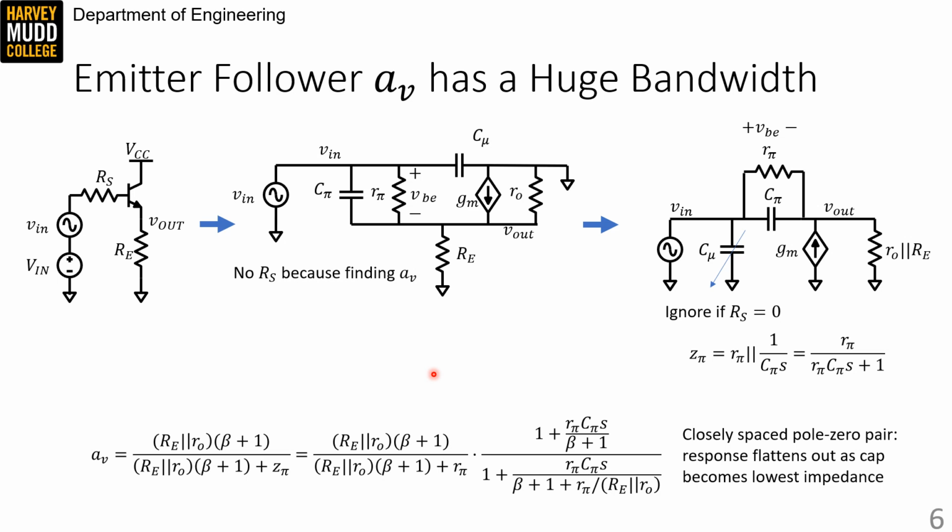It turns out that emitter followers don't have infinite bandwidth, but most of the bandwidth reduction actually comes from CMU interacting with the previous stages, RS. But so the big takeaway: closely spaced pole zero pair, and the feed-forward pole comes from CPi shooting gain around the amplifier and eventually shutting the amplifier off.